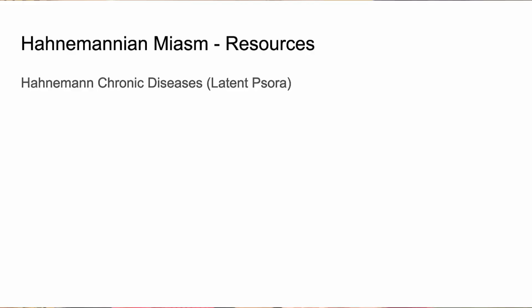Now, I'm dividing these books into three different types because I've divided the miasms into three different types of miasmatic understandings. So for the Hahnemannian miasm, I highly recommend Hahnemann's Chronic Diseases. It's great to understand latent psora and secondary psora. Hahnemann has spent much of his Chronic Diseases on psora, but this is a great book to understand latent psora and in some way stage 4 homeopathy as well, but more about that later.